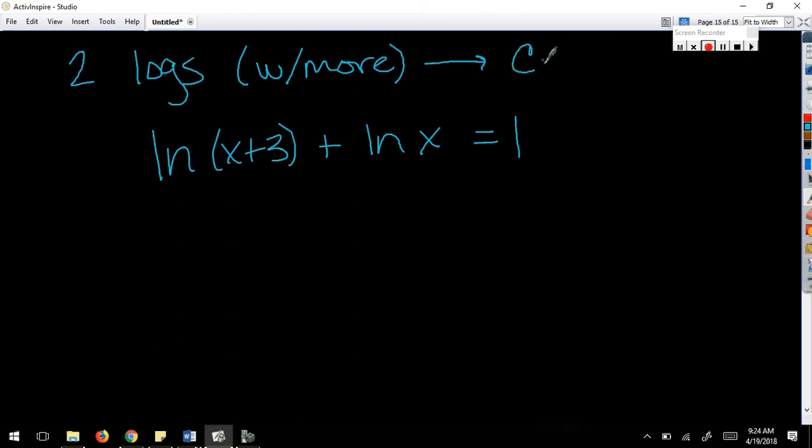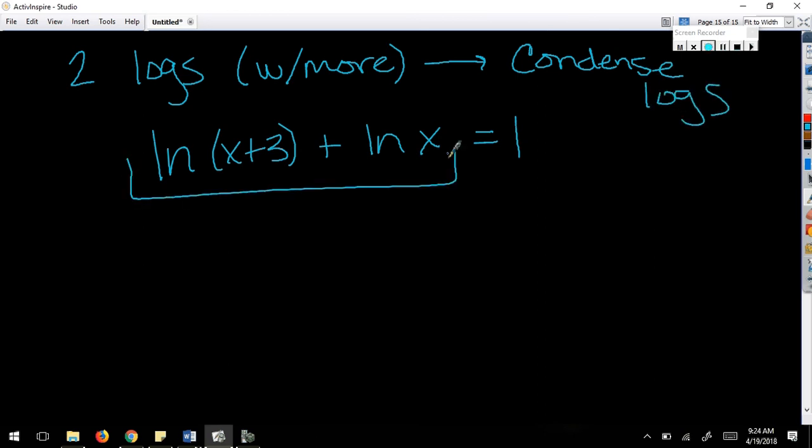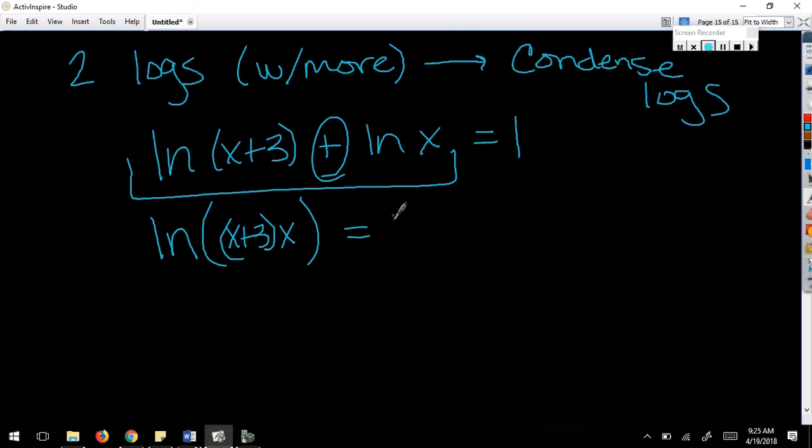You're absolutely right. We can condense the logs. In other words, here, how would you condense that? If it tells you to add, what does that mean you're doing? Multiplying. So natural log, this is actually going to be x plus 3 times x, and all of this is going with the log. Wait, so you can't cancel those out? No, you can't cancel those out. Has to be on either side of the equal sign to cancel them out with nothing else there.